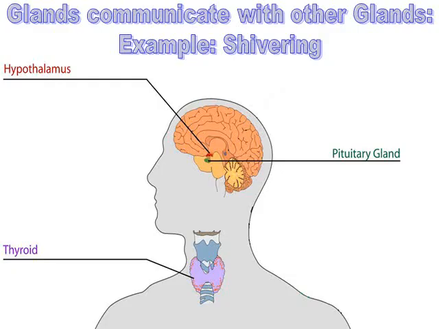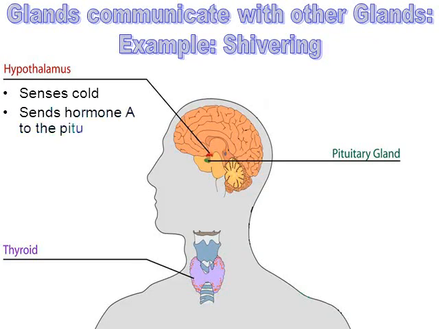Okay, so the point of this slide right here is to show you that glands communicate with other glands. For example, when our body shivers in order to warm us up. Our hypothalamus, I mentioned earlier, is kind of like the thermostat. It senses that you're cold, and it's going to respond by sending a hormone not a very far distance down to the pituitary gland. I don't really care that you know the name of that hormone. I'm just going to call it hormone A. So the hypothalamus sends hormone A to the pituitary gland.